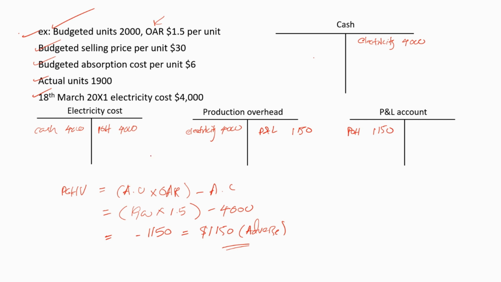This is how we adjust accounts for the variances in an integrated system. If the variance is favorable, debit the production overhead cost or the cost of sales account and then credit the P&L account. If the variance is adverse, credit the production overhead account or the cost of sales account and debit the P&L account.